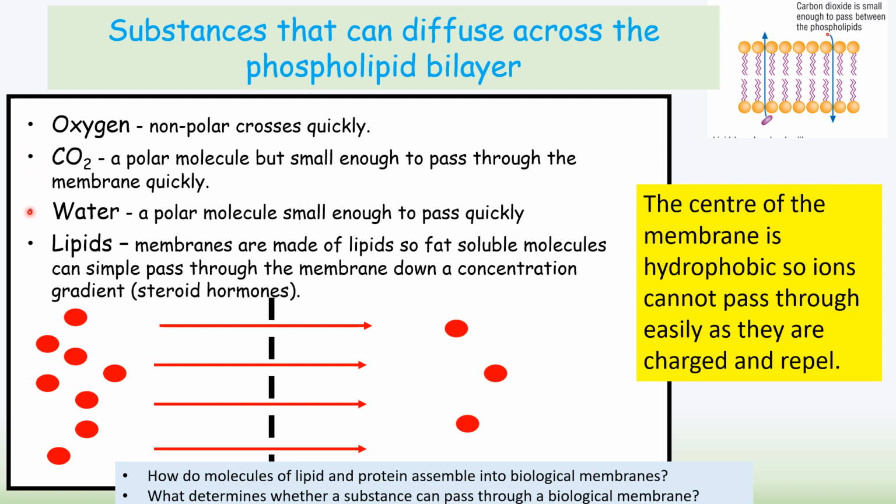Water is polar, but again small enough to diffuse through, but we do have aquaporins to support it in some areas, which are basically channel proteins that allow water movement. And lipid molecules, anything made of lipids can, because the membranes are lipid soluble, so the lipids will fuse into the membrane and through the membrane, and this is how steroid hormones pass across. Now the key thing is that the centre of the membrane is hydrophobic, and what that means is that ions, so things with a charge, cannot pass easily through as they will be repelled. So that is something we need to look at in a little bit more detail.